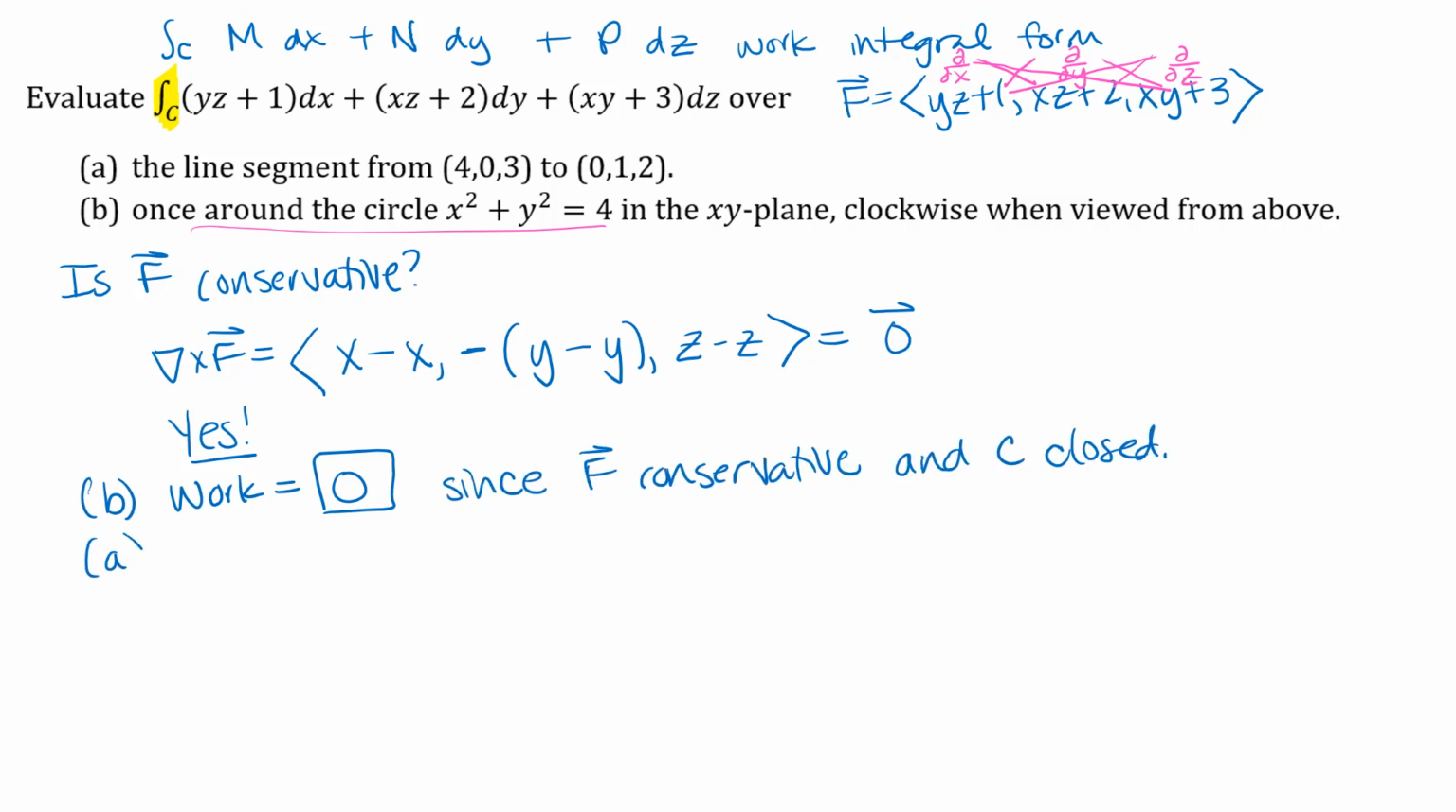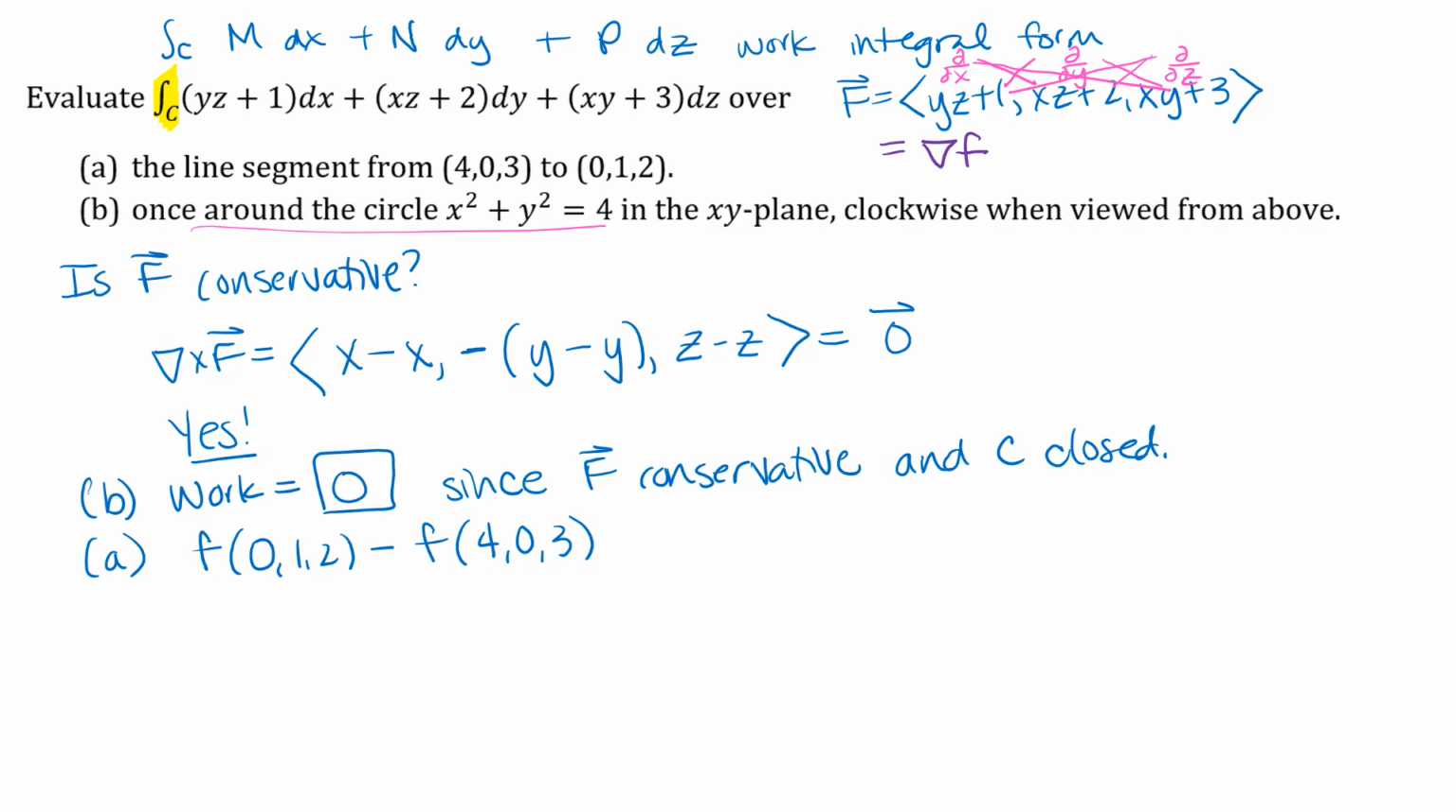So for part A, I will need to do a little bit more work because I don't have a closed curve. But one way I can do this is by using a potential function and evaluating the potential function at the terminal point, 0, 1, 2, minus the potential function at the initial point, 4, 0, 3. So I just need to find my potential function. Remember that when you find that potential function, you're undoing those partial derivatives that would have been found when you create our vector field F from the gradient of some scalar function little f.